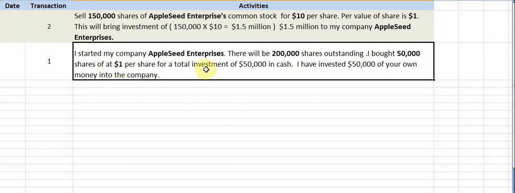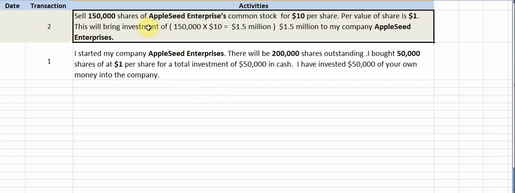So this is my prior transaction where I had invested $50,000 to AppleSeed Enterprise and I bought 50,000 shares at $1 per share. Now, after investing $50,000, I realized that this money is not enough to start the business. I need more money.